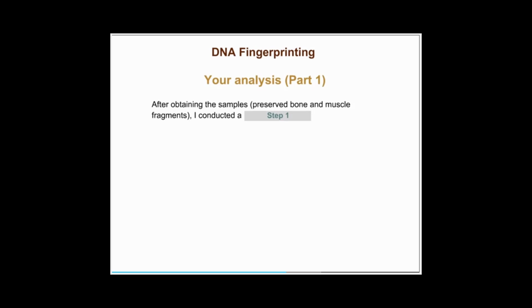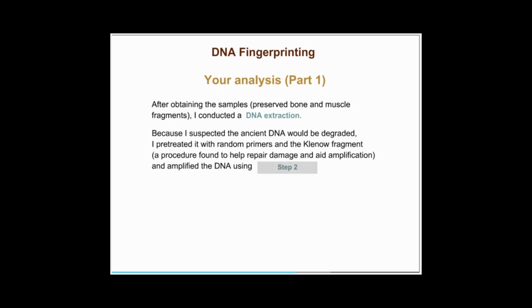After obtaining the samples, preserved bone and muscle fragments, you conducted a DNA extraction, which allowed you to get a relatively pure vial of DNA out of the sample. This and subsequent steps were done very carefully to avoid contamination.